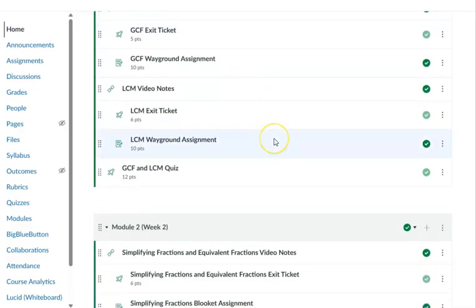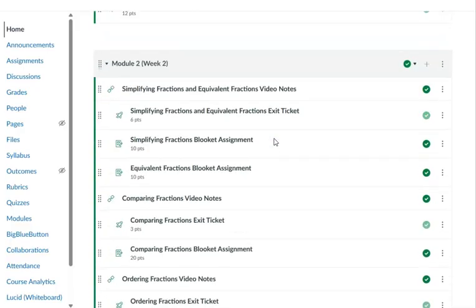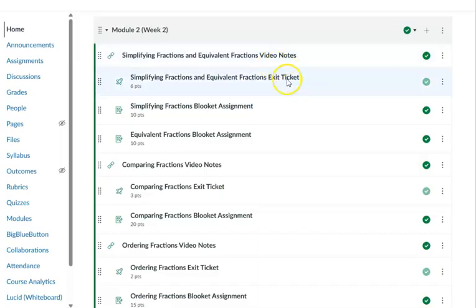Moving forward to week 2, it again follows the same pattern. There's a video, exit ticket, and then assignment. Some video notes will have 2 assignments because it has more than one topic. So this video is about simplifying fractions and equivalent fractions, which can go together in one video, but I would rather have it broken down into 2 smaller assignments rather than one large one.